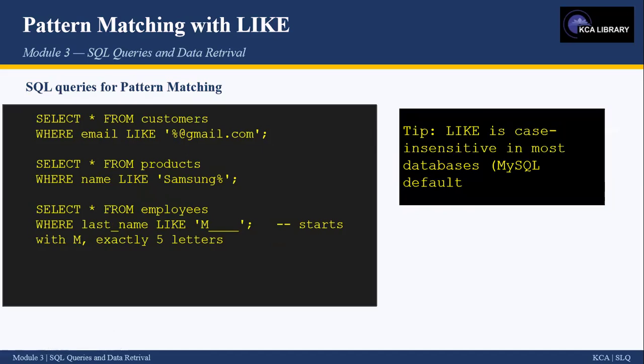SELECT * FROM customers WHERE email LIKE '%@gmail.com'. SELECT * FROM product WHERE name LIKE 'Samsung%'. SELECT * FROM employee WHERE last_name LIKE 'M____', starts with exactly M and exactly 5 letters. In most databases, including MySQL, LIKE is case sensitive by default.